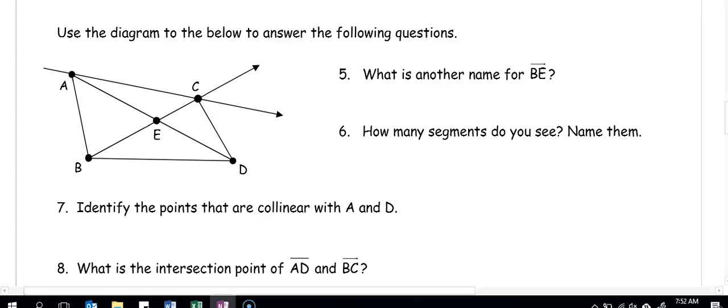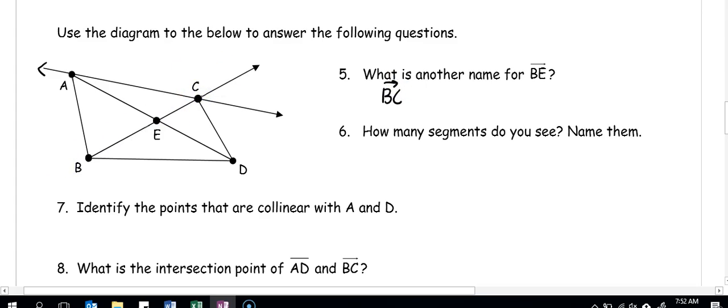Use the diagram below to answer the following questions. What's another name for ray BE? So ray BE is going this way, so instead of just using E, we also see the point C on our line. So we could name this BC with our ray symbol.